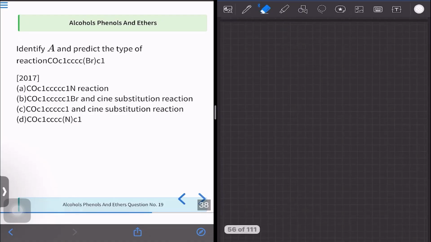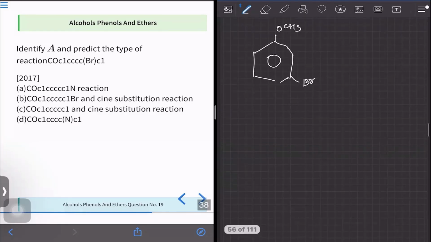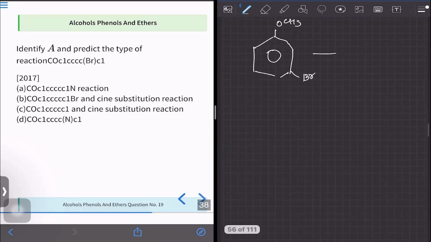Question is identify A and predict the type of reaction. They gave the compound with benzene along with O-methoxy, and at the fourth carbon they gave bromine. They're asking to predict the type of reaction. First one, whenever this reacts with NaNH2.